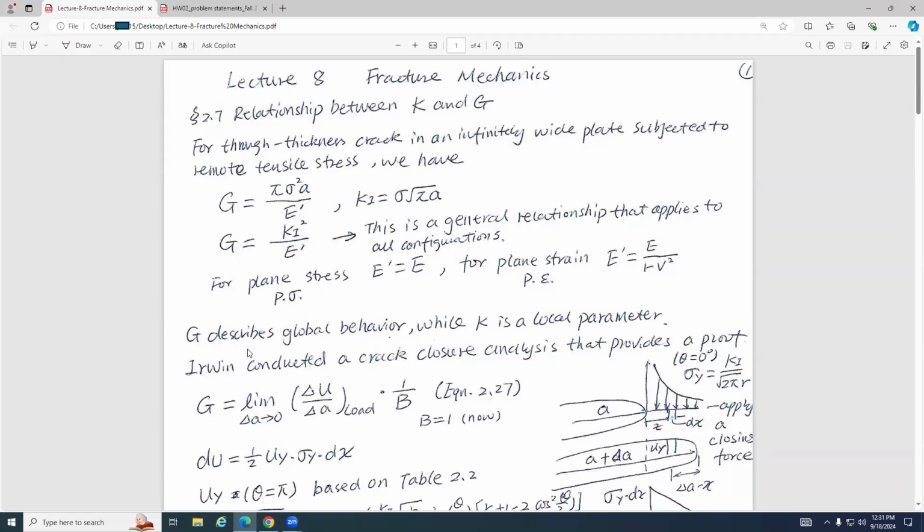What is the E prime? E prime is the effective Young's modulus. Because for 2D problems we have two case scenarios: one is plane stress, one is plane strain, right? For plane stress, Young's modulus E equals E prime. However, for plane strain, you need to do some manipulation to calculate the E prime. But these two equations are valid for both cases.